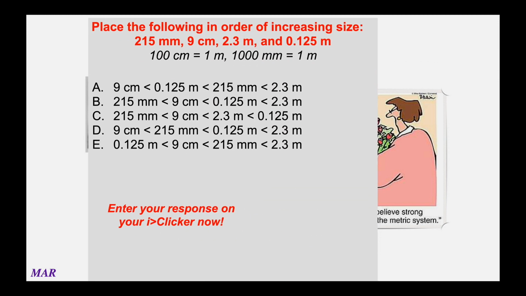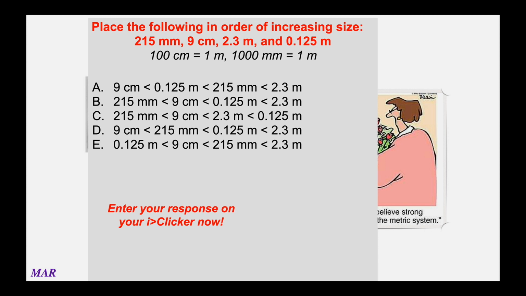Here's an example of how a metric problem might happen. If you've done metrics before, this shouldn't be too bad, but if you haven't, this will be tougher. And it says, place the following in order of increasing size. And there's 215 millimeters, 9 centimeters, 2.3 meters, and 0.125 meters. So it says put them in order of increasing size, smallest to largest, okay?